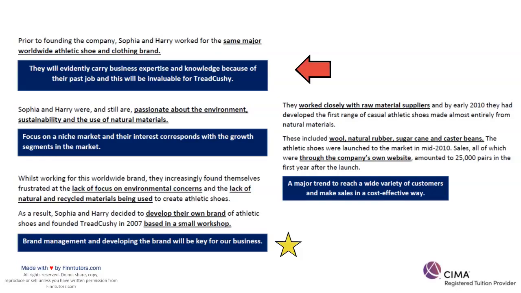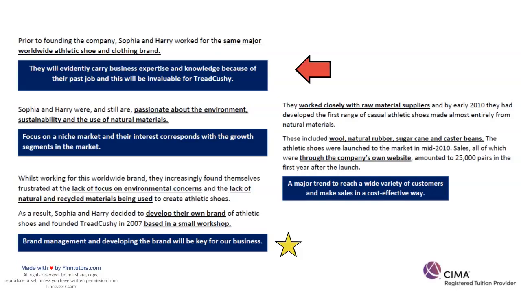So they worked closely with raw material suppliers, and by early 2010, they had developed the first range of athletic shoes made entirely from natural materials. So your main business focus is natural materials and sustainability. These included wool, natural rubber, sugarcane, and castor beans. You see how everything is very much renewable?